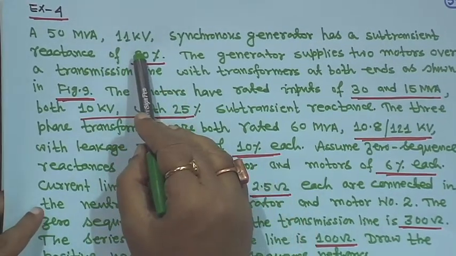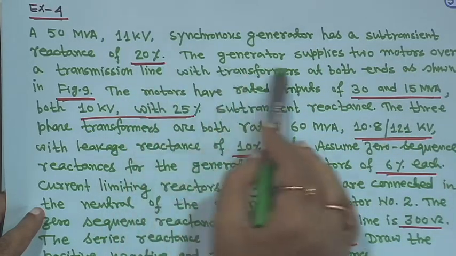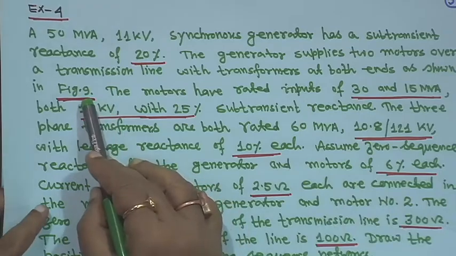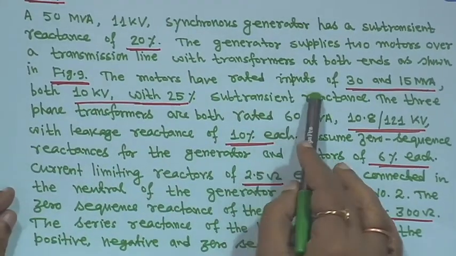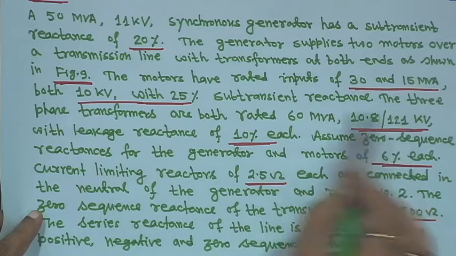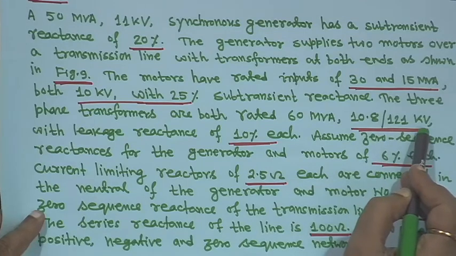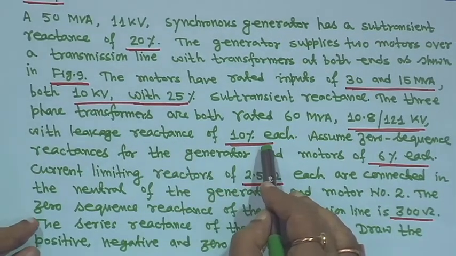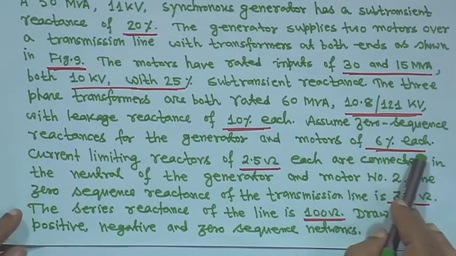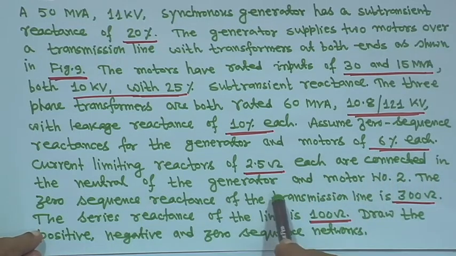A 50 MVA 11 kV synchronous generator has a subtransient reactance of 20%. I will show you the diagram. The generator supplies two motors over a transmission line with transformers at both ends, as shown in figure 9. The motors have rated inputs of 30 and 50 MVA, both 10 kV, with 25% subtransient reactance. The three phase transformers are both rated 60 MVA, 10.8/121 kV, with leakage reactance of 10%. Assume zero sequence reactances for the generator and motors of 6% each. Current limiting reactors of 2.5 ohm each are connected in the neutral of the generator and motor number 2.